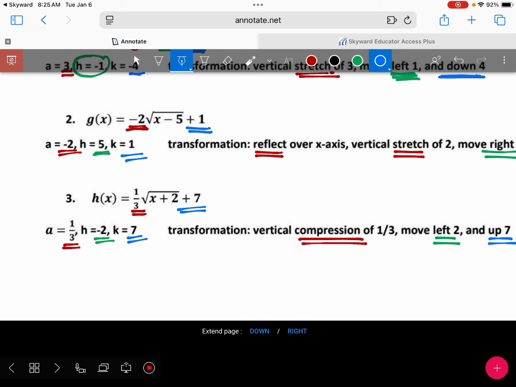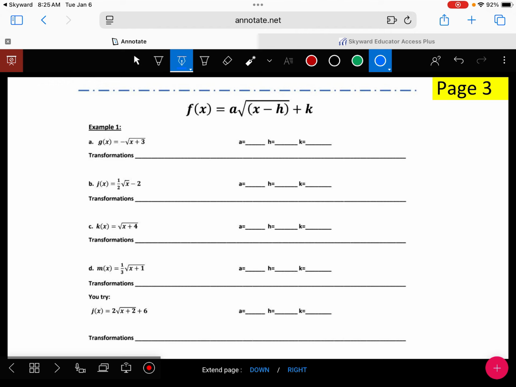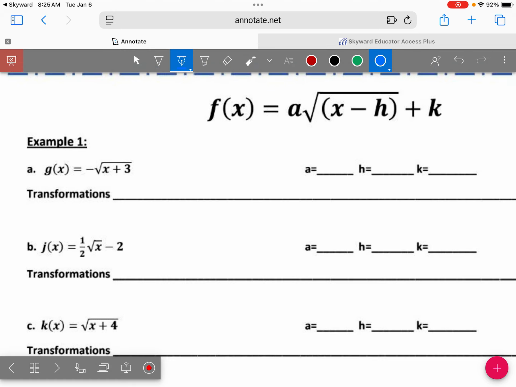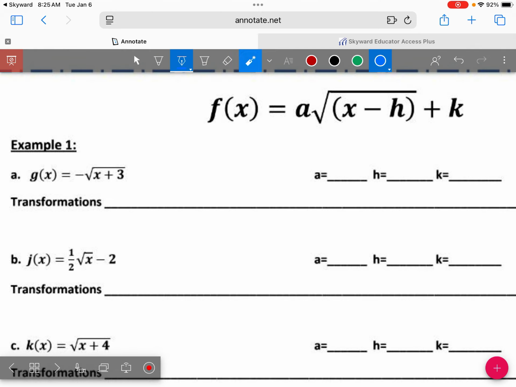So now that we have looked at those together, let's go ahead and fill it in and do them ourselves. So let's go. Let's finish this out, and then we'll be done. We're going to start our homework. All right, so let's look at this one together. What is the number in front of the square root? -1. Good job. A is -1.